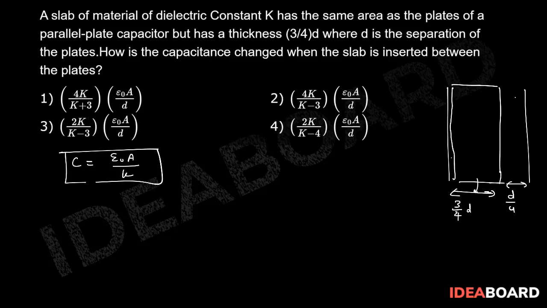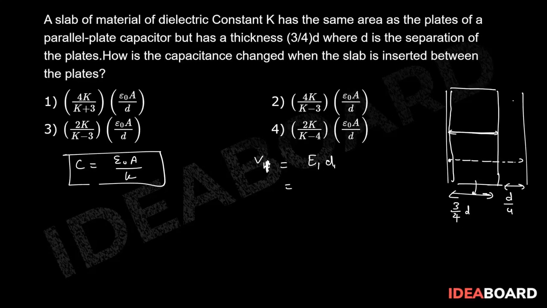How do we calculate it? We want to calculate the potential difference. For this we need to calculate the value of V1. V1 means E1 into D1, and E will be sigma by K epsilon naught, because with the dielectric it is K epsilon naught. D1 will be equal to 3D by 4, correct? So now we get the value of V1.